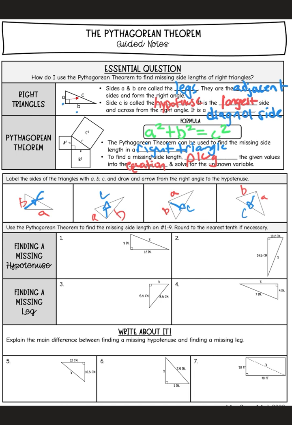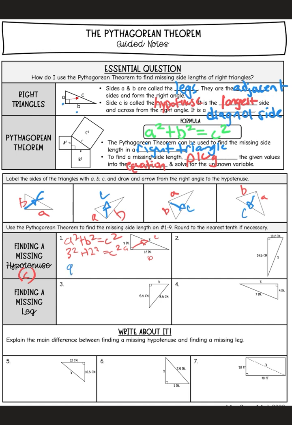So let's get it. For our first one here, it says find a missing hypotenuse, which is the C side, right? So that's what we're going to be looking for. Right here, on number 1, we have the formula. A squared plus b squared equals c squared. Now, c is always opposite the right angle, which makes this a and this b. So we have 3 squared for the a, and then the b is 12 squared. All of that's going to be set equal to c squared.